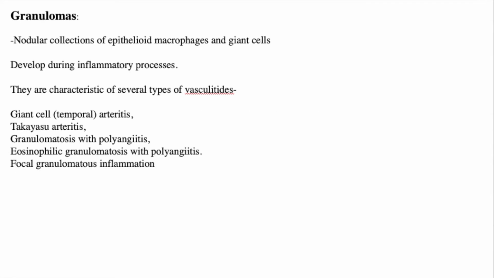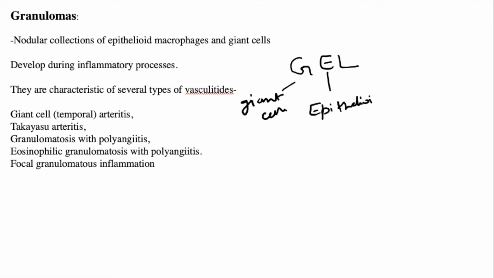Okay. Then what is granuloma? Granuloma, I used to remember by a mnemonic. Granuloma is composed of GEL. What is GEL? G is the giant cell, right? Giant cell, E is epithelioid cell, and the L is lymphocyte. Simple, right?